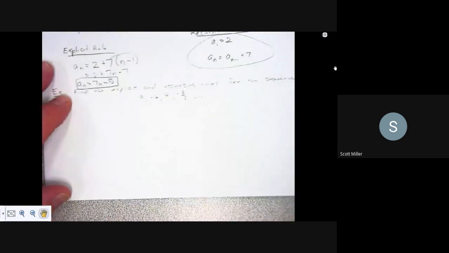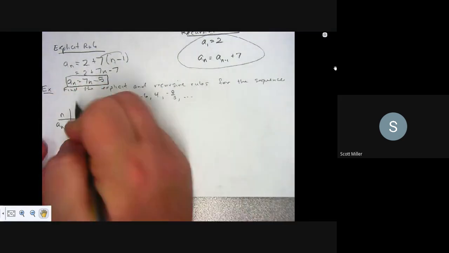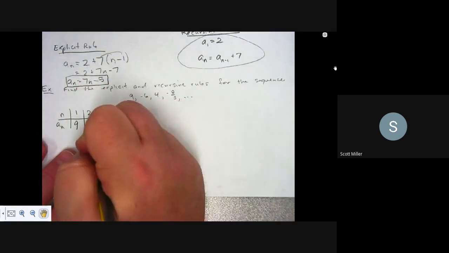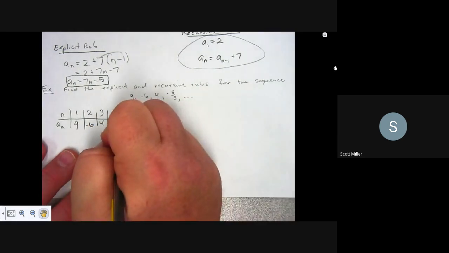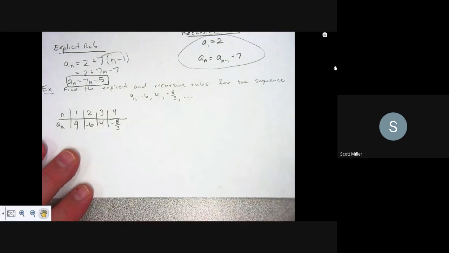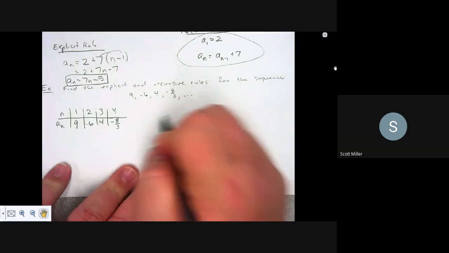So with this, let's look at an example right here that is geometric in nature. But we go through the same process. I don't know this is geometric until I show that it's geometric. So same thing as always, put it in the table. First position is 9, the second one is -6, the third is a 4, and the fourth is -8/3. We need to confirm that this is indeed geometric by finding the common ratio.